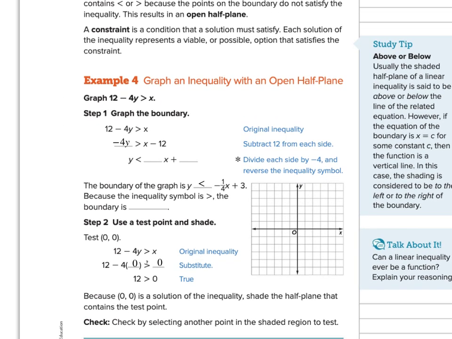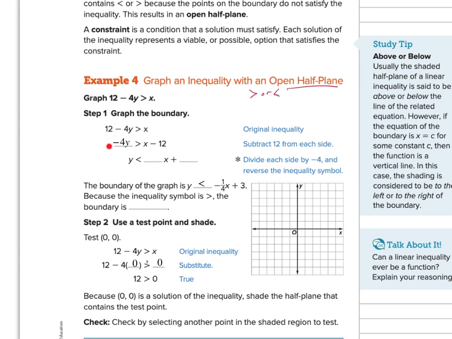Graphing an inequality with an open half plane. It is open because in this case we have greater than or less than, so it's going to be a dashed line. So they went ahead and put it into y equals so we can graph it as if it were in slope-intercept form.